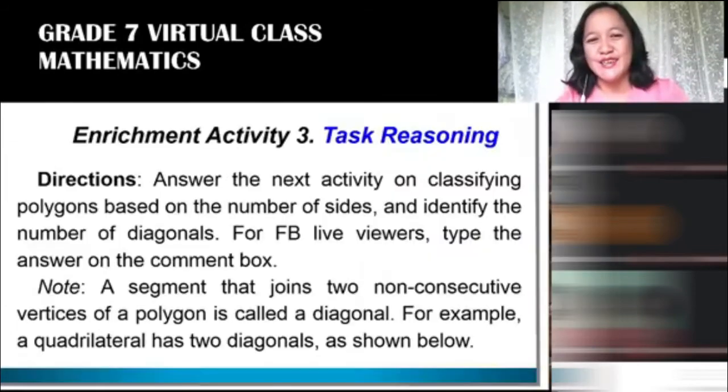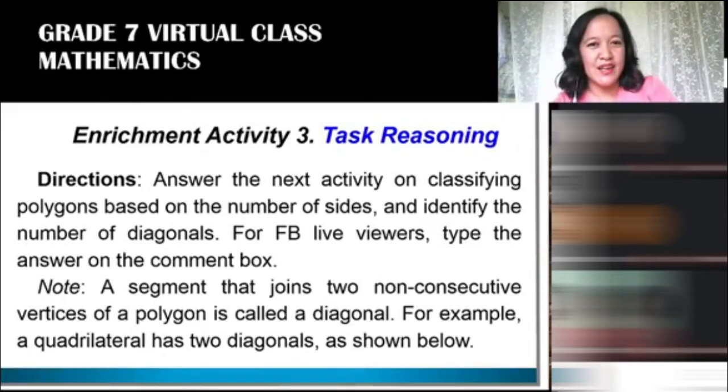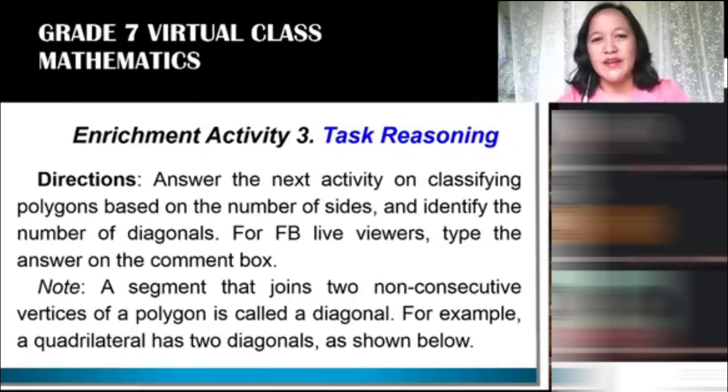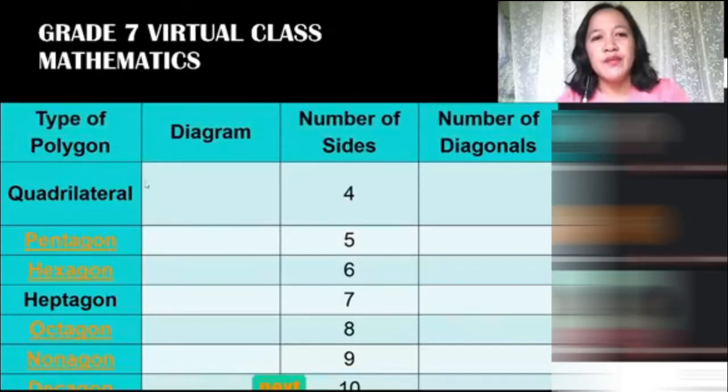Did you answer? So, for our enrichment activity number 3, we have task reasoning. For our FB Live viewers, you can type the answer in the comment box. Now, I have here a table. What we're going to do is fill in the blanks. For the diagram, you're just going to draw the figure and then the number of diagonals. Remember from our past activity, a diagonal is a line that connects two non-consecutive vertices.